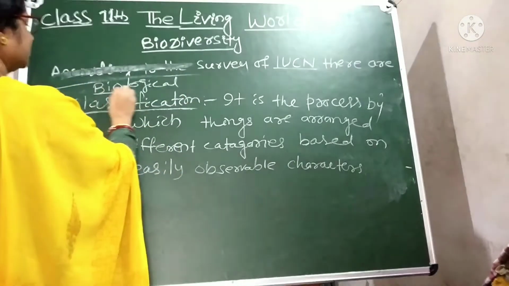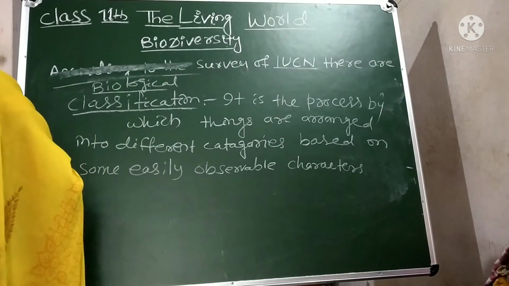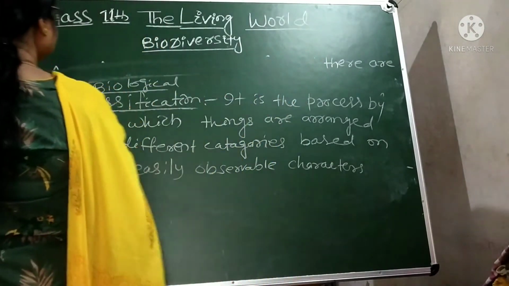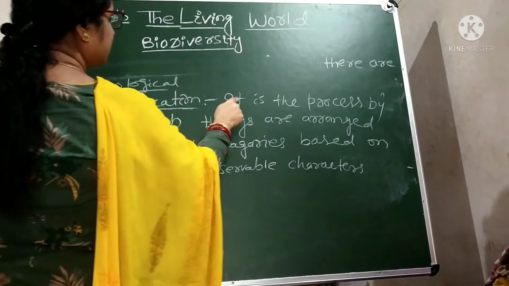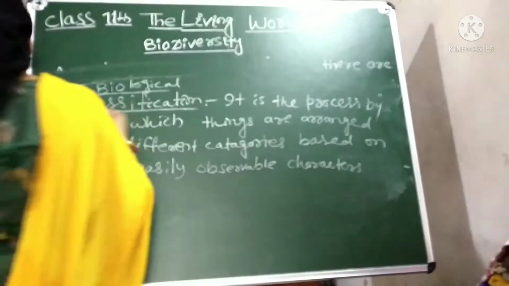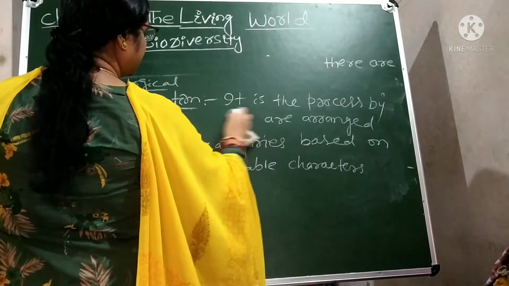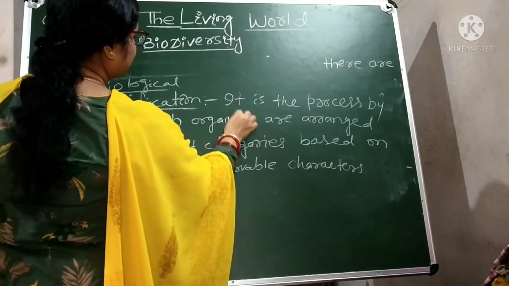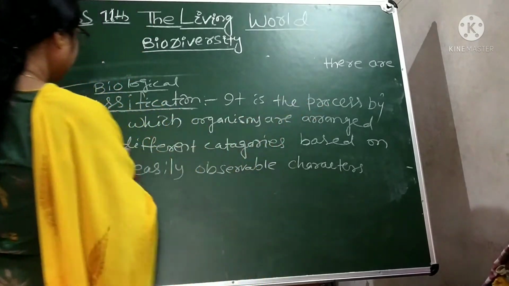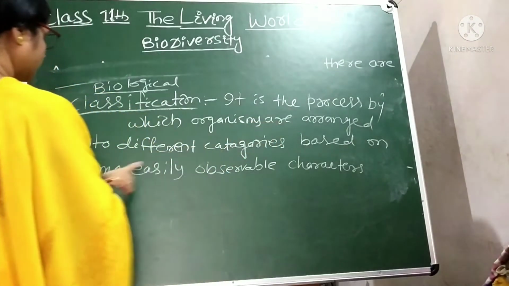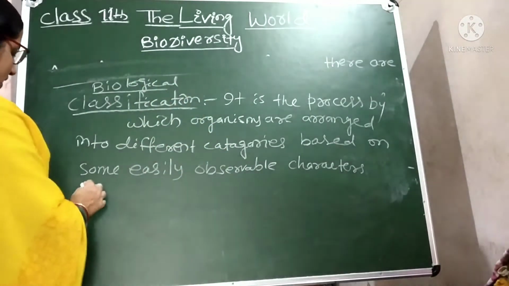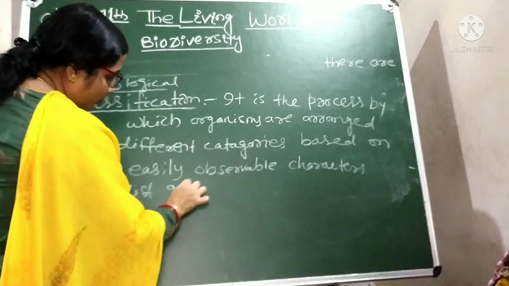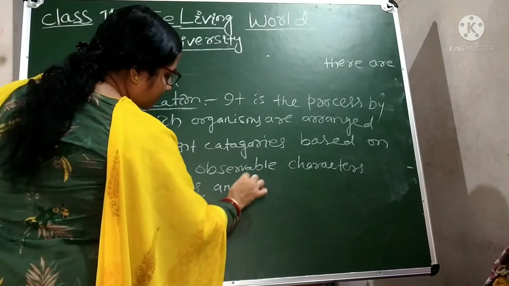Biological classification. Classification means arrangement of things into different categories like this. Biological classification means it is the process by which, not the things, but the living organisms are arranged into different categories based on some easily observable characters in different groups and subgroups.